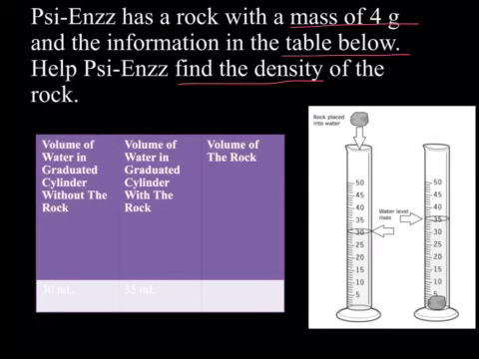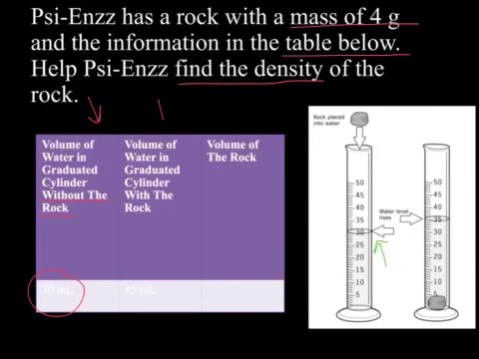Alright, so let's start by looking at the table we have below and the picture right next to it. Both the table and the picture are related. Let's start by looking right here at the first column. Volume of water in graduated cylinder without the rock. 30 milliliters. And that matches exactly what you see right there.